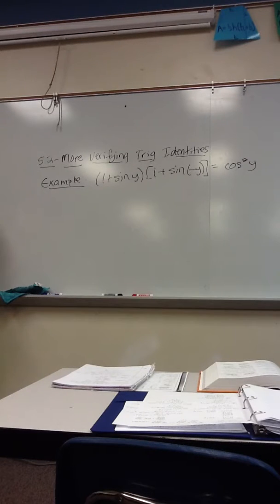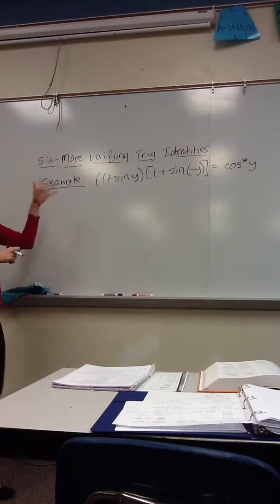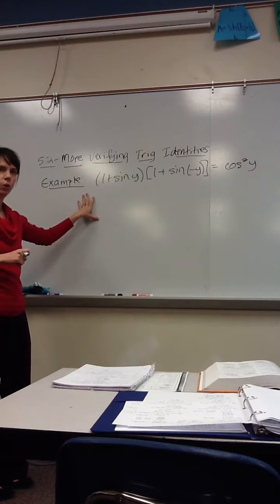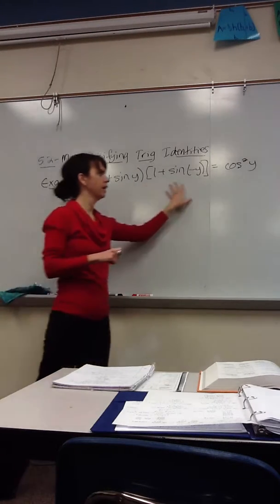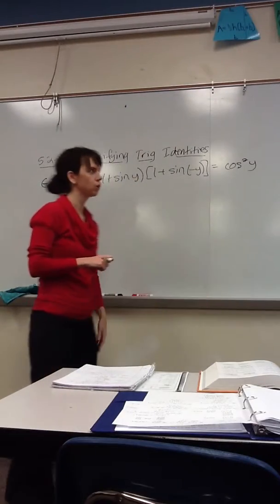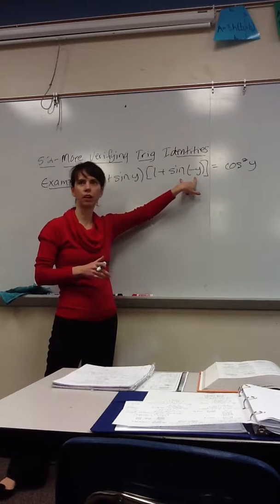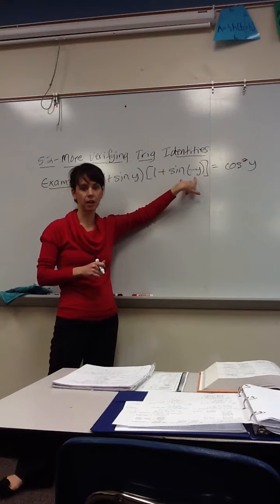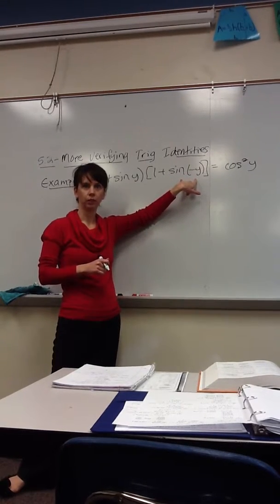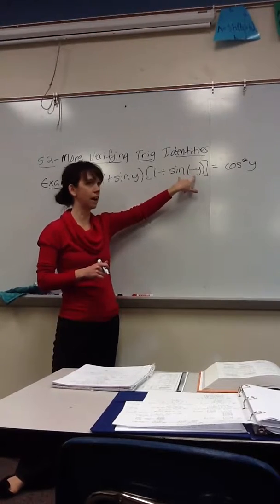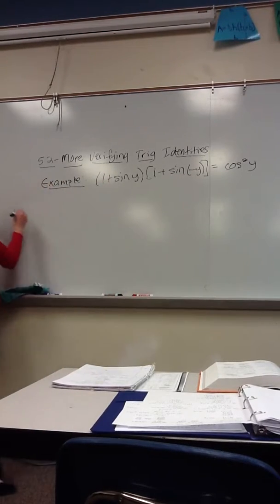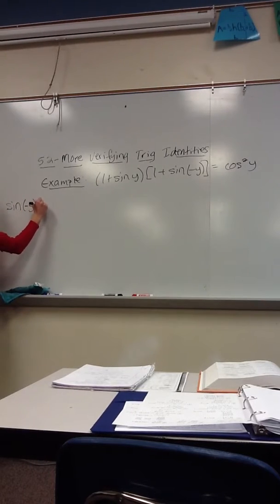All right, we are going to do more of what we have been doing, verifying trig identities. We're going to try to get the left side to look like the right side again. So the first thing I want you to recognize is the sine of a negative y. There is an identity for that. As it should be on your identity sheets, the sine of negative y is equal to the opposite of the sine of y.